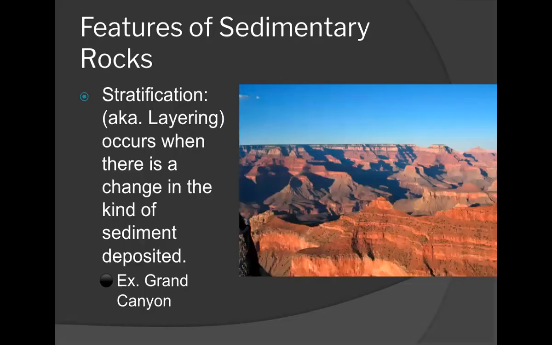Some features of sedimentary rocks include stratification. This is how they are layered. If you look up here at this picture, you could see the different layers. This occurs when there's a change in the kind of sediment that is deposited. For example, what you see would be like the Grand Canyon. Anybody ever been?